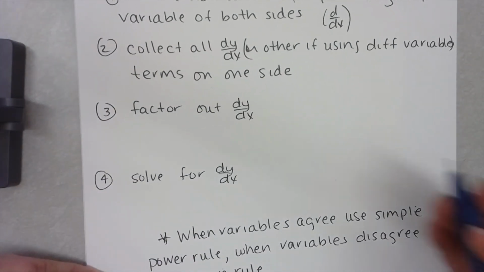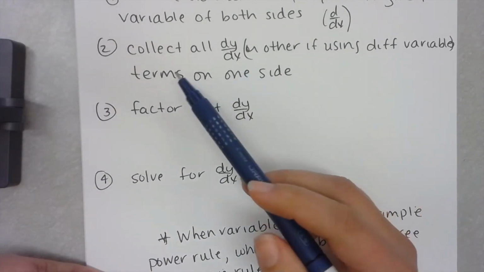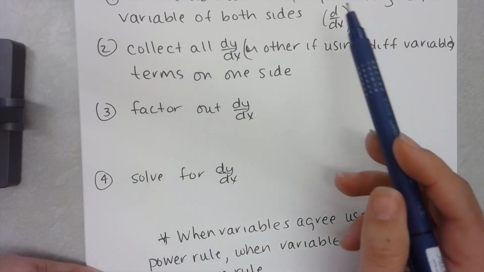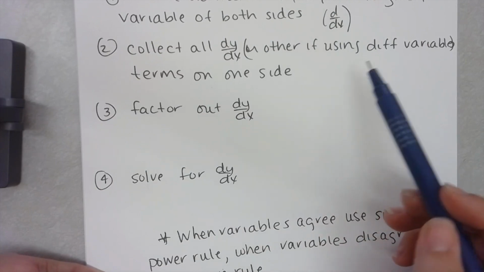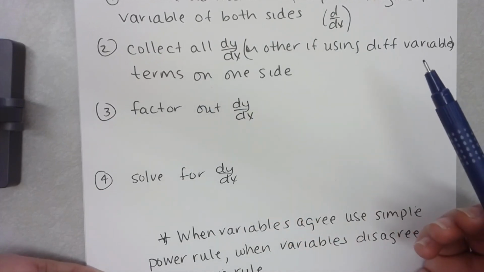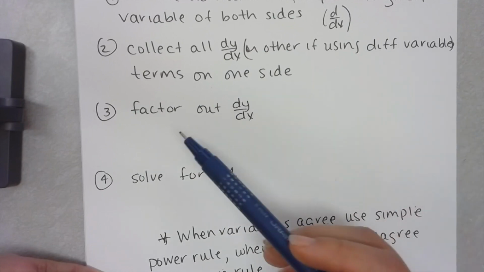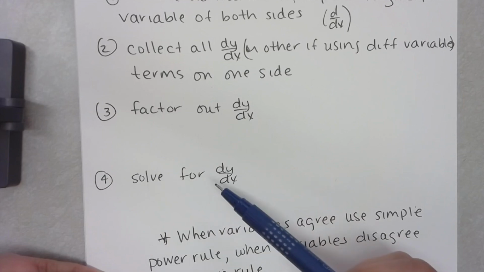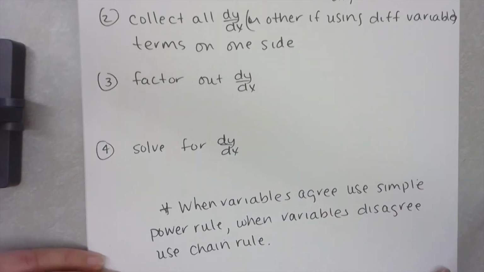Then, assuming we're using x as our variable, we collect all of the dy/dx terms on one side. So all the non-dy/dx terms go to the other side. It's like we're solving an equation. Then we factor out the dy/dx and solve. Okay, so we're going to walk through the process.